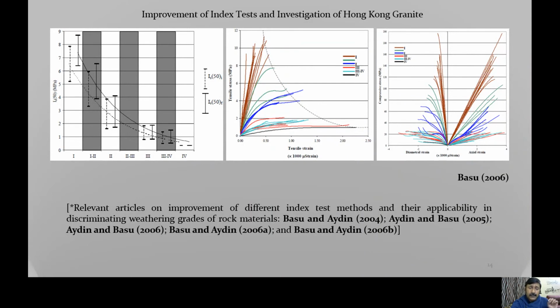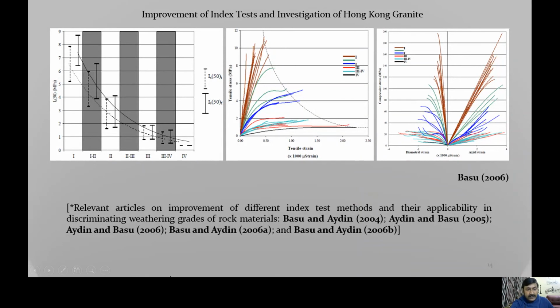So the thing is, the different improvements of different index tests not only helped us categorize the weathering rates in a more efficient way, but they were also better related with the direct mechanical properties like Young's modulus and uniaxial compressive strength.